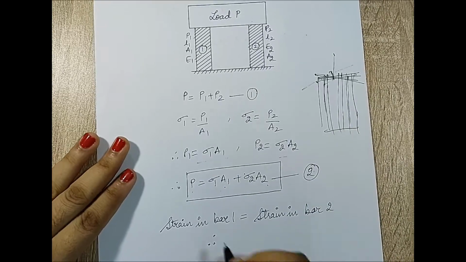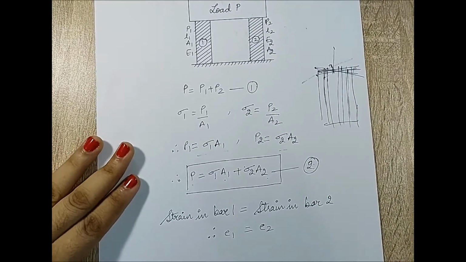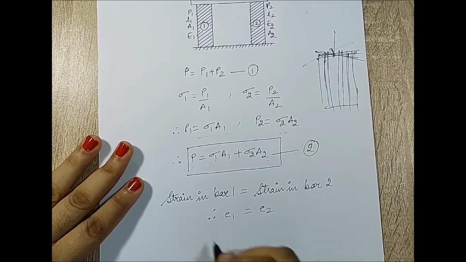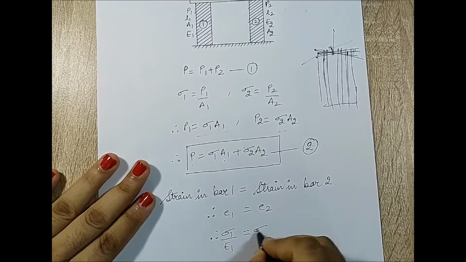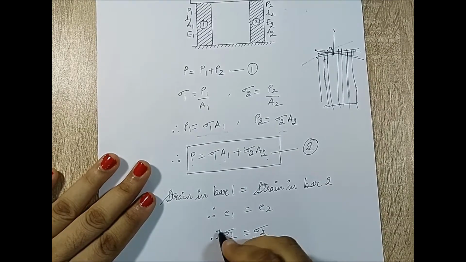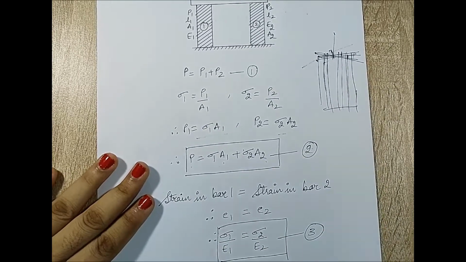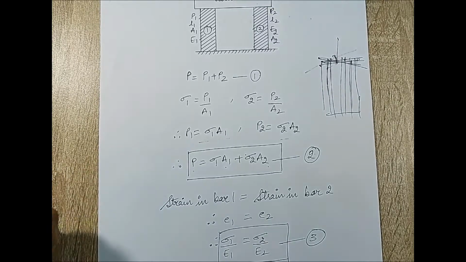So therefore I can write down strain 1 is equal to strain 2. This is the main equation. Strain is sigma upon capital E by Hooke's law. Therefore I can write down sigma 1 upon E1 is equal to sigma 2 upon E2. So this is also another equation that we can use. So equation 1, 2 and 3 needs to be remembered and recollected while solving numericals.